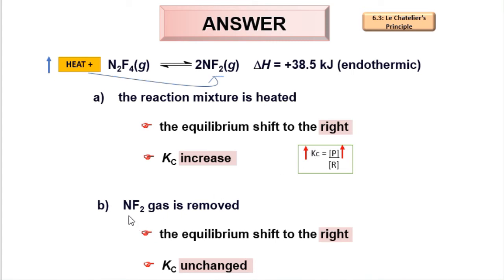Okay, what happens if NF2 gas is removed? So when NF2 gas is removed, the concentration of the product is decreased. Now the system will try to increase the concentration of NF2. So the system shifts to the right in order to increase the concentration of NF2 and decrease the concentration of N2F4. For concentration changes, it won't affect the Kc value.